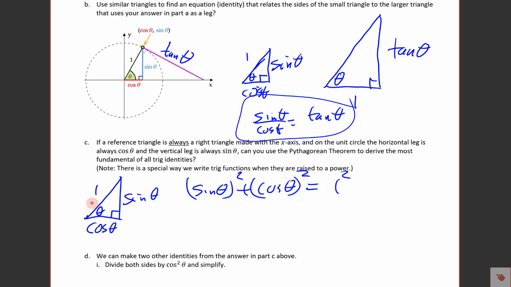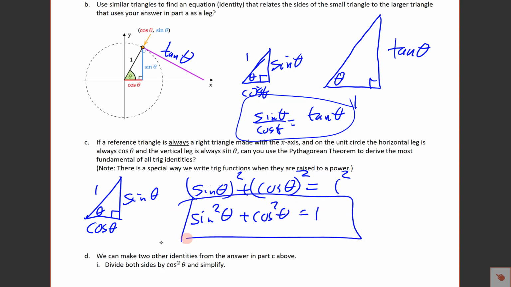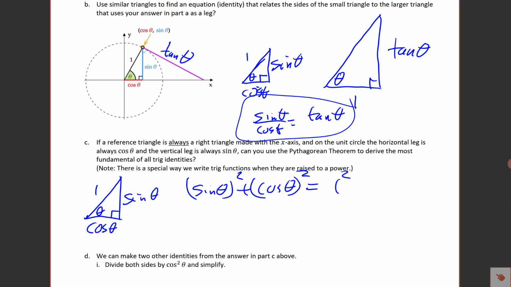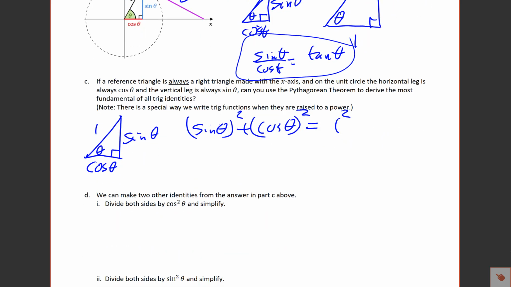Here's how we write it. We write trig functions when we square them or raise them to a power like this. So I'm going to write sine squared theta plus cosine squared theta equals 1. Would you put a box around that? That is the most fundamental of all trig identities.